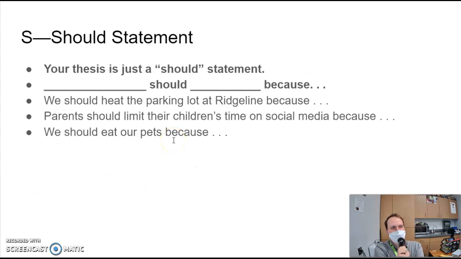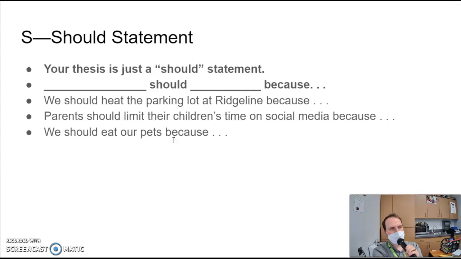Next, we move on to the S, the should statement. This one is half a sentence, okay? Your thesis in this essay, and this will also help you pick your topic, okay? But your thesis in this essay should be a should statement. Blank should blank because.